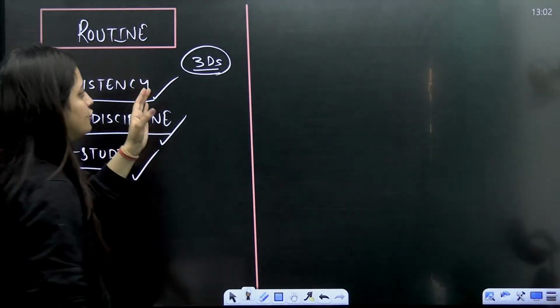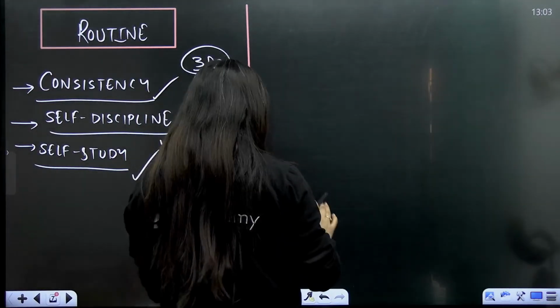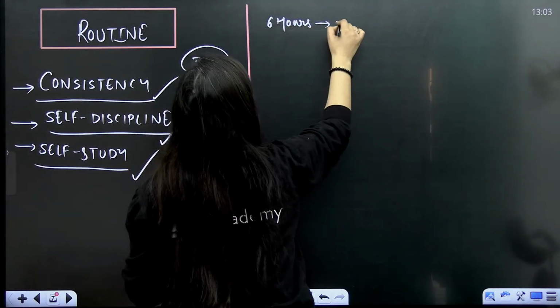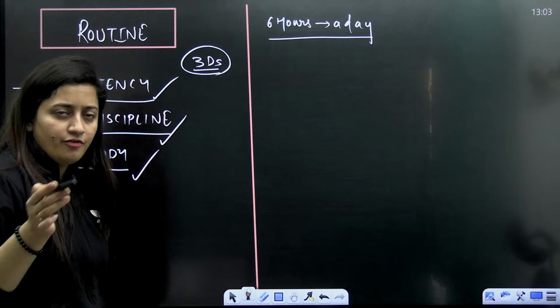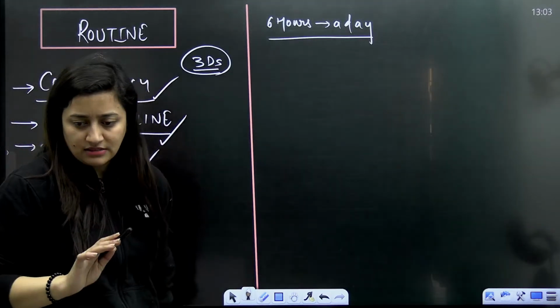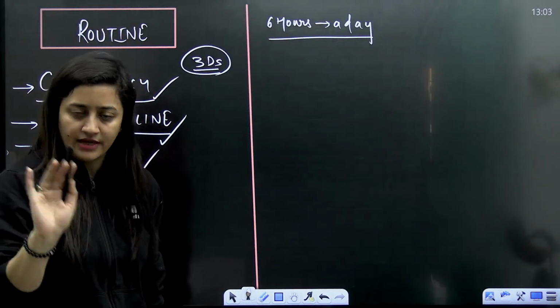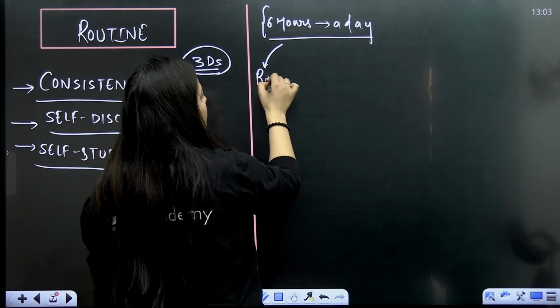Now when it comes to your routine, let's suppose if you join us, you will have classes, right? You'll have classes for a maximum of 6 hours a day, for botany, zoology, physics, chemistry. So let's suppose the classes are for 6 hours.